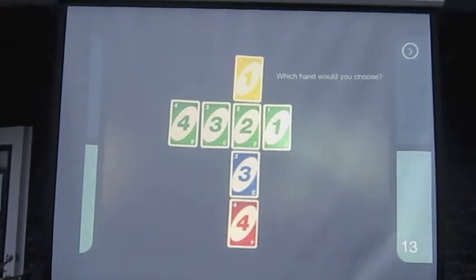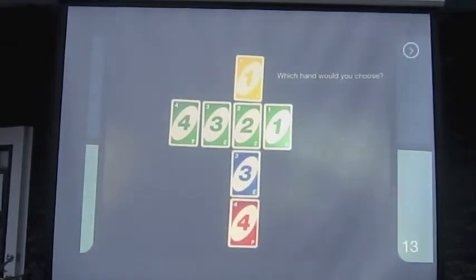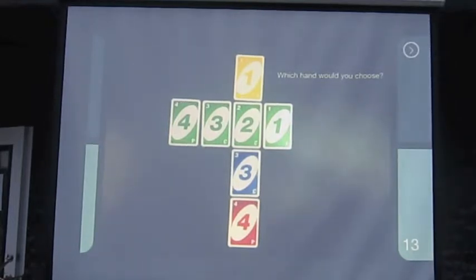So starting question, which hand would you choose? You're playing this game, you can choose the functional redundancy hand or you can choose the functional diversity hand. We're going to take a vote. All in favor of functional redundancy? One, two. And how about functional diversity? Okay, so we've got some people voting for functional diversity. When you get home, you have to try this. Try both in an actual game of Uno.